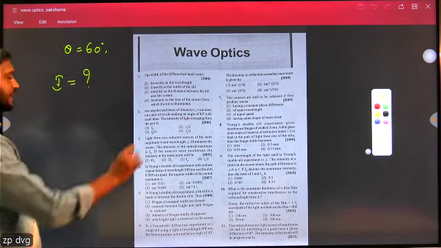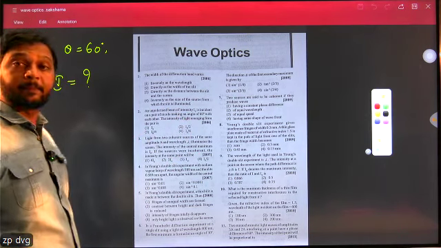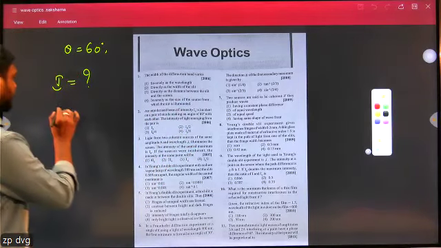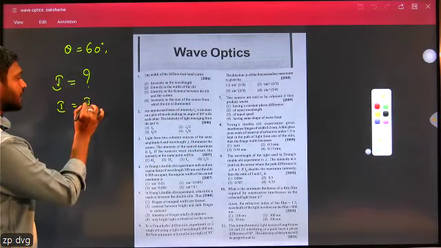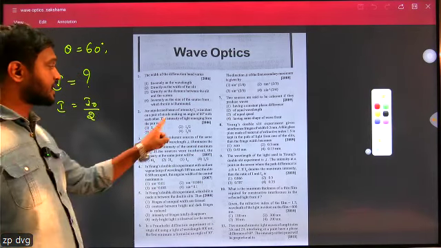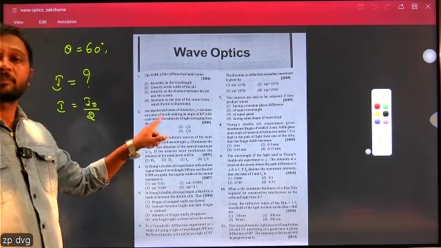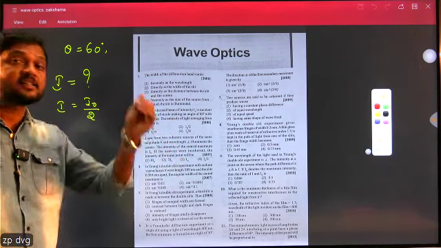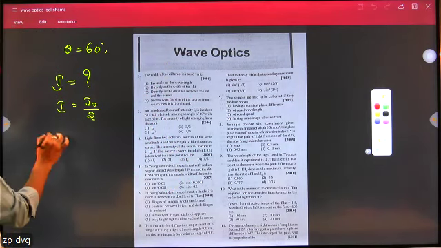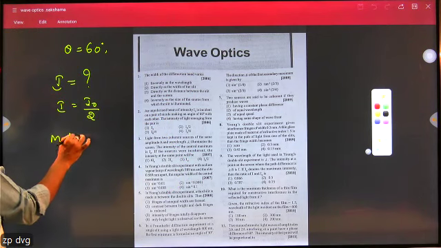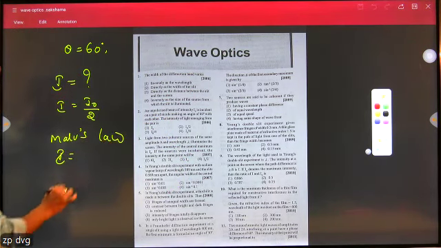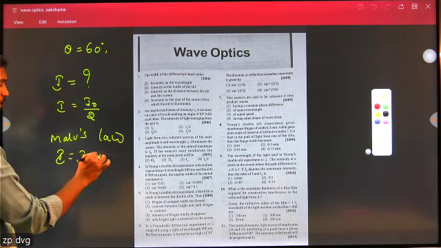The intensity that emerges from the first Nicol is given by I equals I naught by 2. The intensity is reduced to I naught by 2. And the total intensity, according to Malus law, is I equals I naught cos square theta.